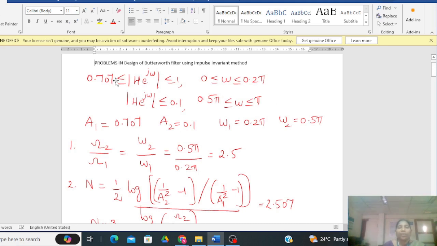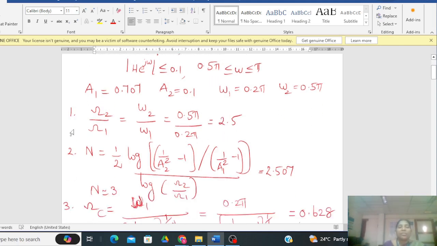0.55 to 5. So in this, the given data is A1, A2, the pass band gain is A1, stop band gain is A2. So A1 is 0.707, A2 is 0.1. And the two frequencies, omega 1 is 0.25 and omega 2 is 0.55. With these four data, we have to design the Butterworth filter using impulse invariant method.